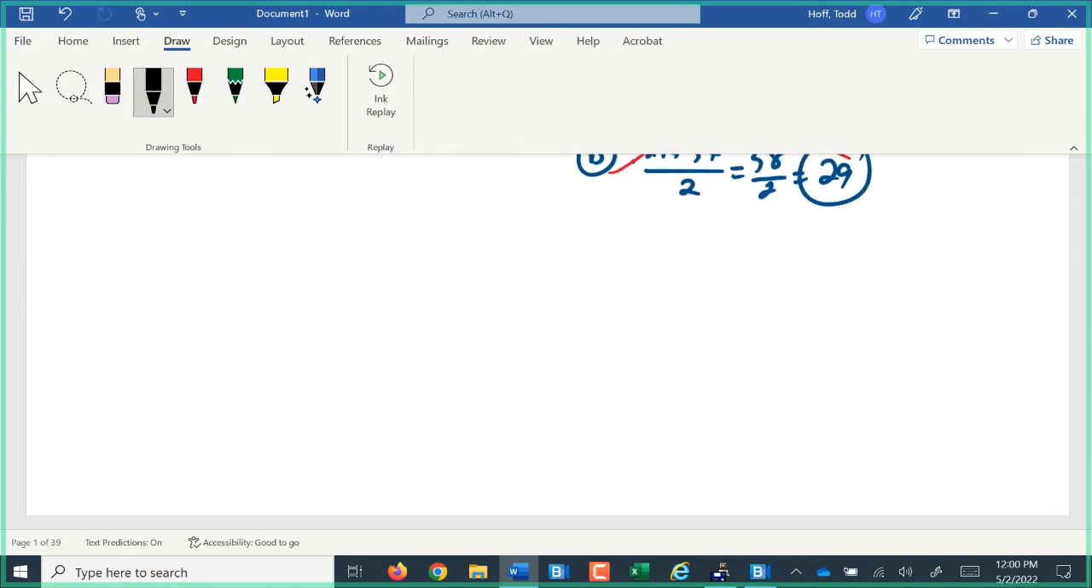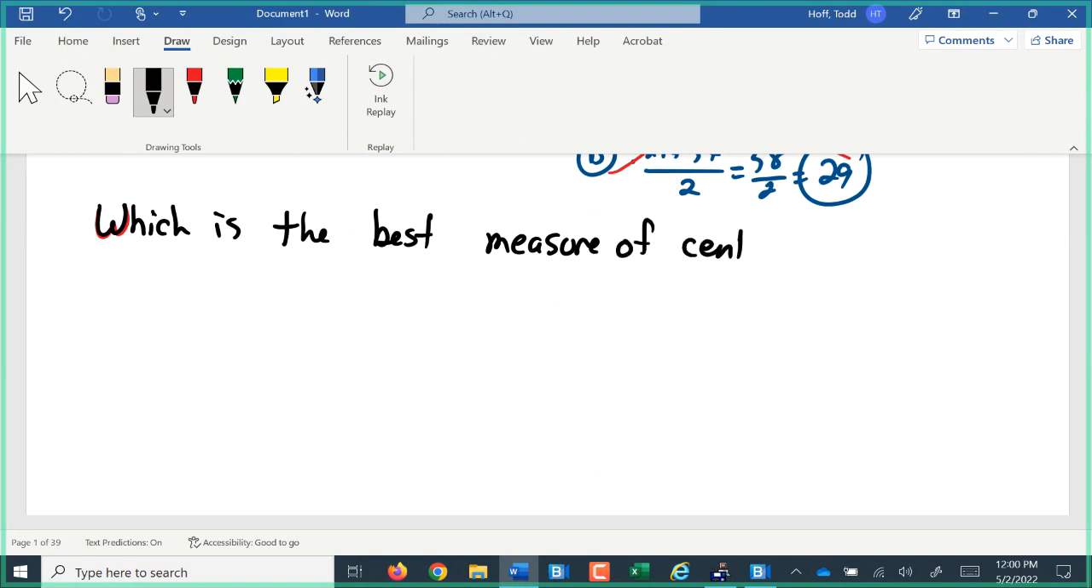So the question is, which is the best measure of center? We've already kind of ruled out the mid-range and the mode. So we're down to talking between the mean and the median.